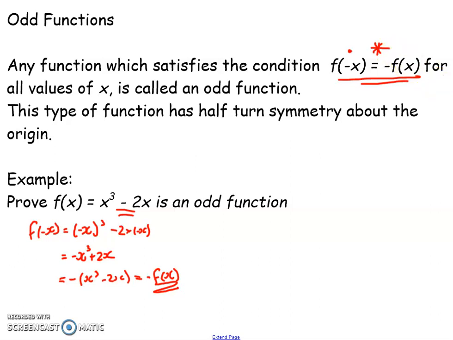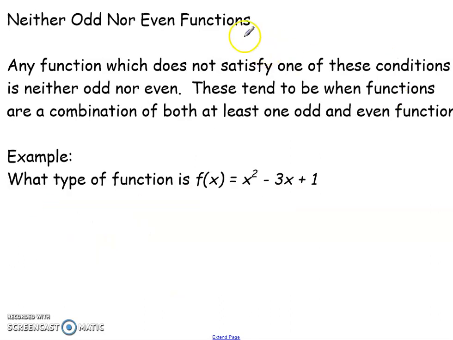Now, these are two special types of function we've talked about there, but not every function falls into one of those categories. Sometimes we get functions that are neither odd nor even, so they've not got the same symmetrical properties as those two functions. And all that we need to do to prove if a function is neither odd nor even is that it doesn't satisfy one of these conditions. So again, for this one here, if it was to say what type of function is this or prove it's neither odd nor even, I would still start the same way I always start before. I'd still start with f of negative x.